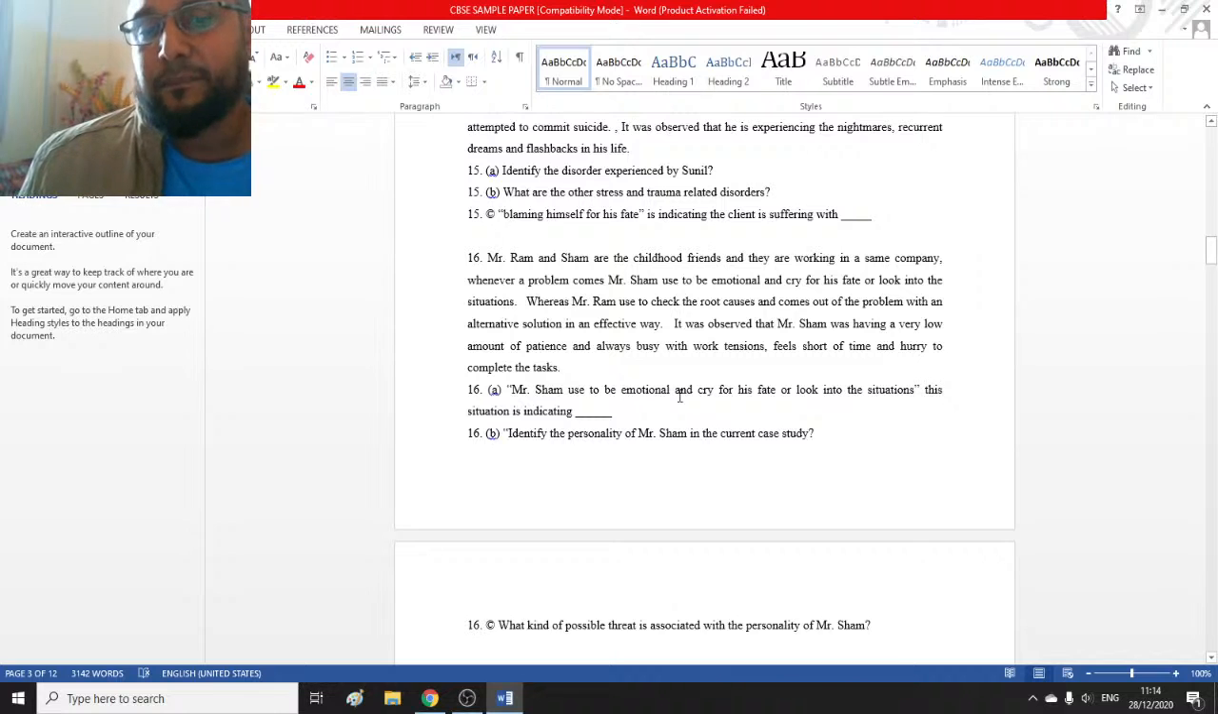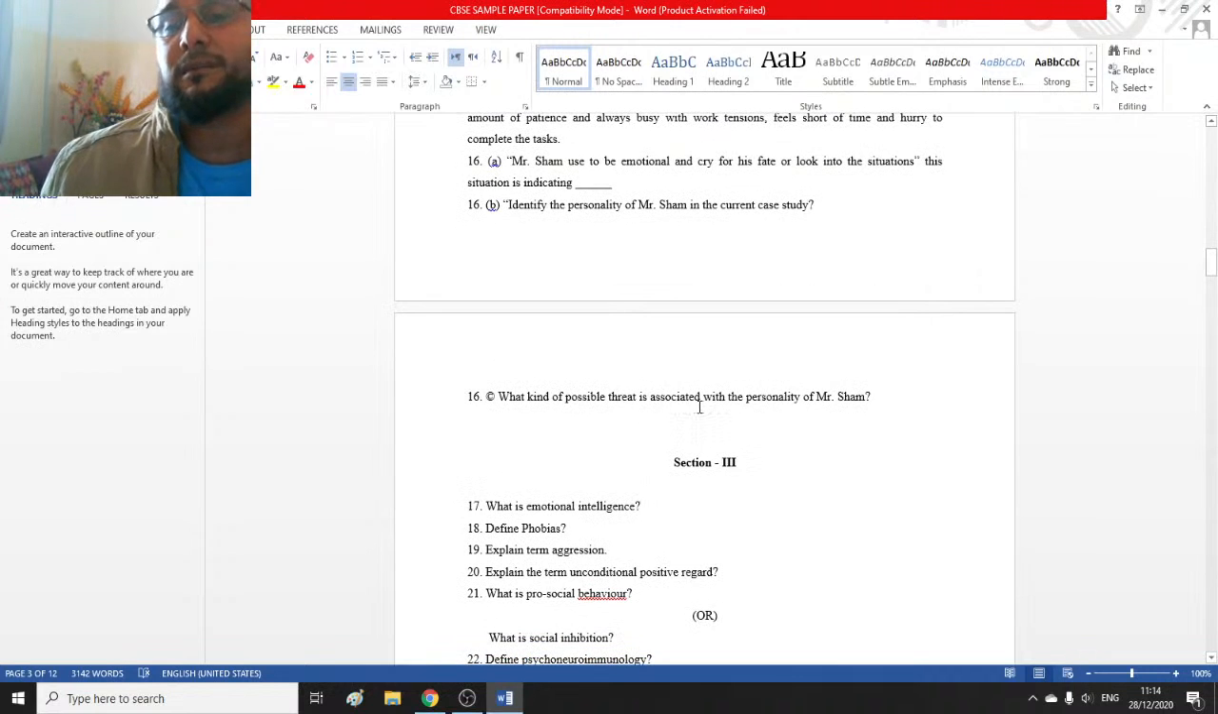Now, identify the personality of Mr. Shyam in the current case study. You see here, emotional and cry for his fate, and at the same time, you see his personality. He is having low amount of patience and always busy with work tensions. Feels short of time and hurry to complete the task. When you analyze this personality characters, it is going to be the type A personality. And what kind of possible threat is associated with the personality of Mr. Shyam? If you see here, the hypertension and coronary heart disease, as you see here.